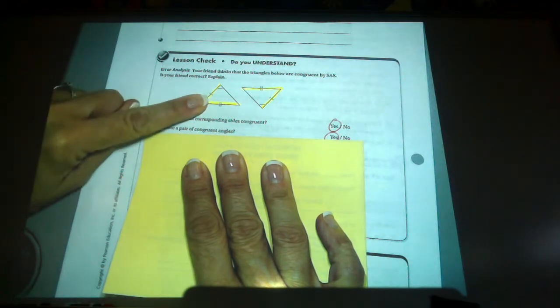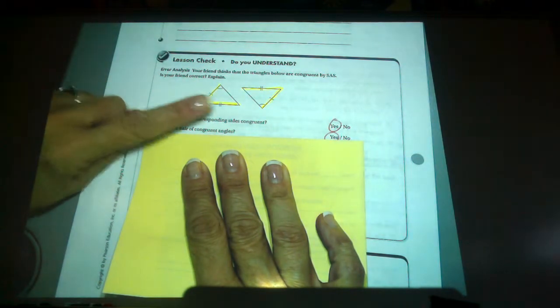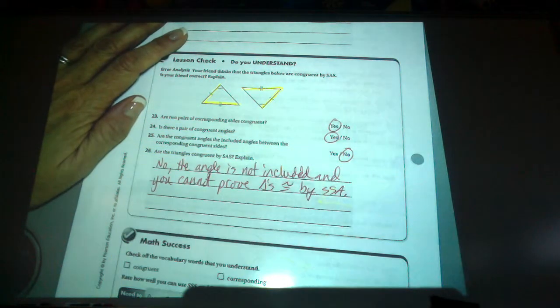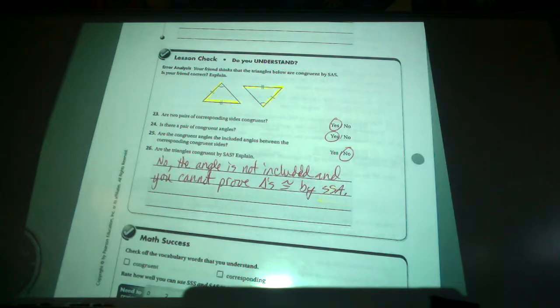That's the angle that's created, the hinge that's created between those 2 sides, and that is not the angle that is congruent. So this is side angle, a bad word spelled backwards. So the answer to that is no. Therefore, you cannot prove the triangles congruent by SAS because the angle is not included, and you cannot prove triangles congruent by SSA.